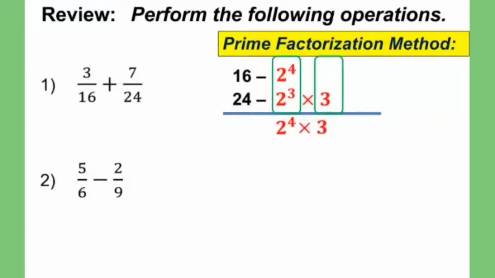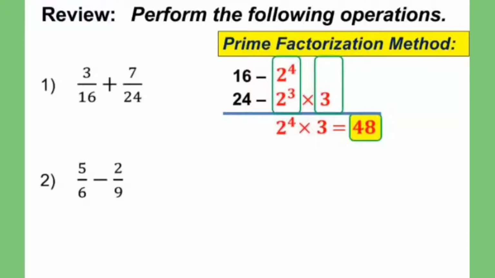At kung i-multiply natin ang mga factors na nakuha natin sa ilalim, yun na ang ating LCD. Alam natin na 2 raised to the power of 4 is equal to 16. Multiplied by 3, that is equal to 48. At ang 48, yun na nga ang ating LCD.